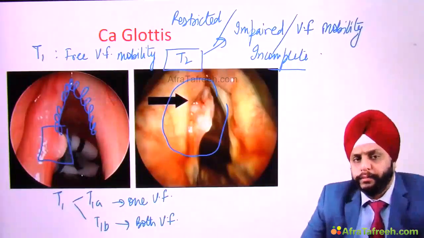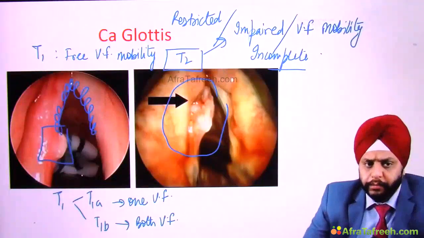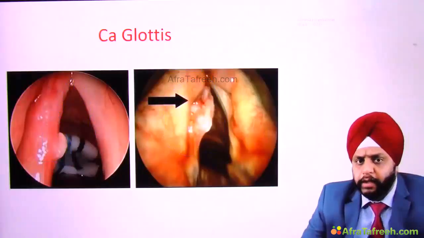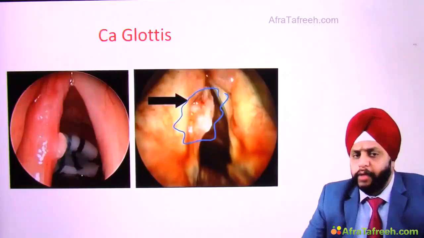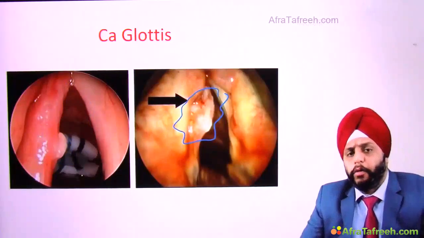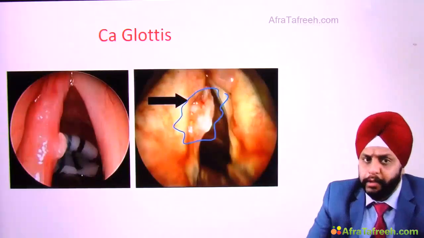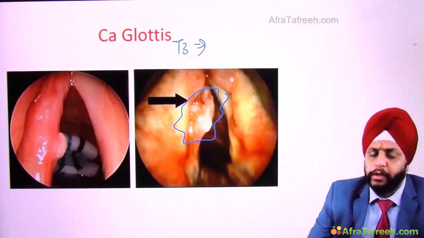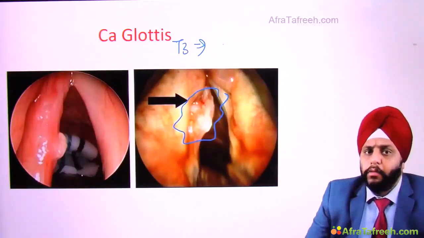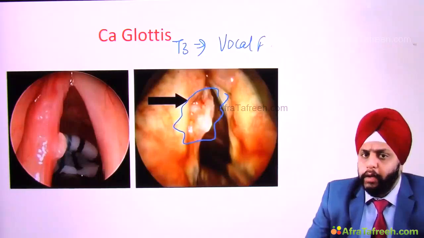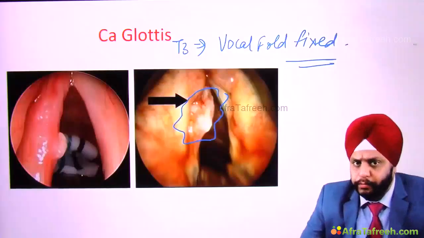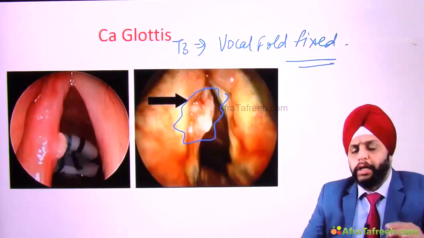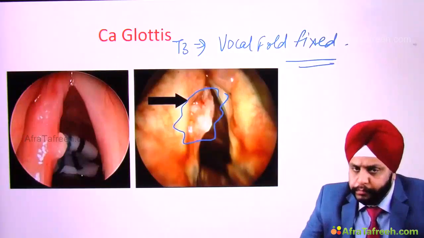Stage 3. What do I mean by T3 stage? Now you see the T3 stage, let's say this malignancy leads to fixation of vocal fold. Size is same, but it has penetrated deep, and then now the vocal fold is not able to move completely. So then we will call it as T3 stage. So T3 stage is vocal fold fixed. Any vocal fold, okay? Even if one vocal fold is fixed, it will be T3. Any vocal fold impaired, it will be T2. Okay, so vocal fold fixed, no mobility at all, it will be T3, right?